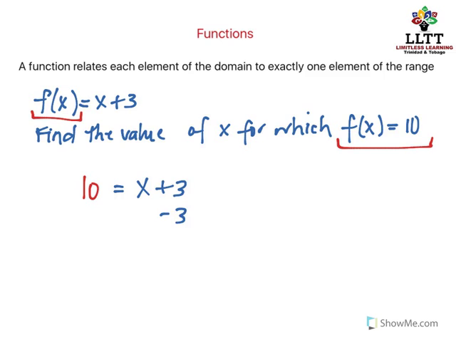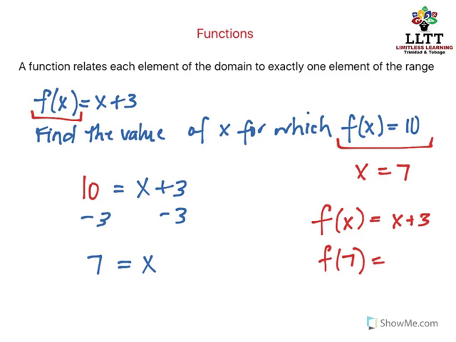So 10 is equal to x plus 3. I'm going to take away 3 from both sides. 10 minus 3 is 7. X plus 3 minus 3 will give me x plus 0, and anything plus 0 is just itself. So my corresponding value of x is 7. So when f of x is 10, x is equal to 7. And it makes sense because if I were to substitute 7 for x into f of x equals x plus 3, I should get 10. So f of 7 is going to be 7 plus 3, which is 10. So my answer is correct. So in this case, all you do is replace f of x with that specific value, and then you find your corresponding value of x.